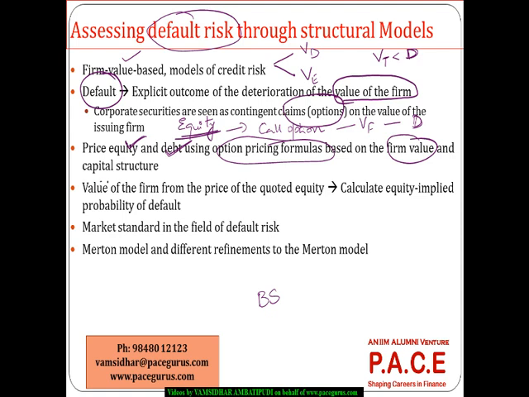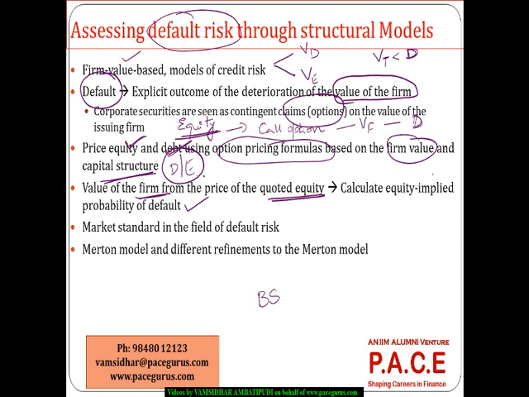Once I know the firm value as well as the capital structure, which is the debt to equity ratio, I can very well find out the value of the debt and the equity using the option pricing formula. Or if someone has already taken the equity from the market, I can very well find the value of the firm from the quoted equity from the market. And based on that, I can even compute the probability of default as well. We'll take an example slightly later.